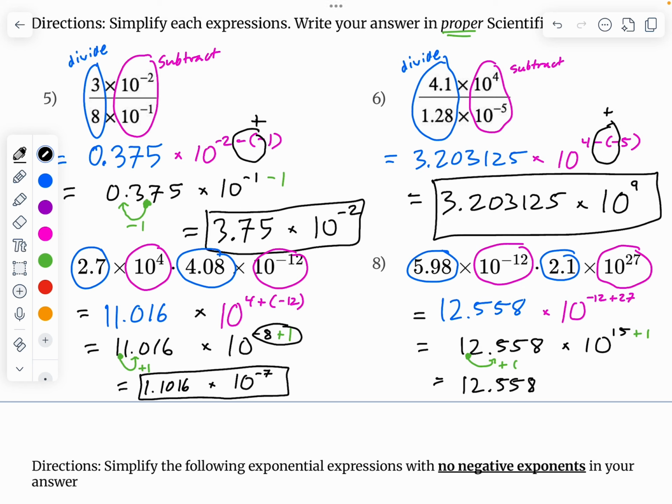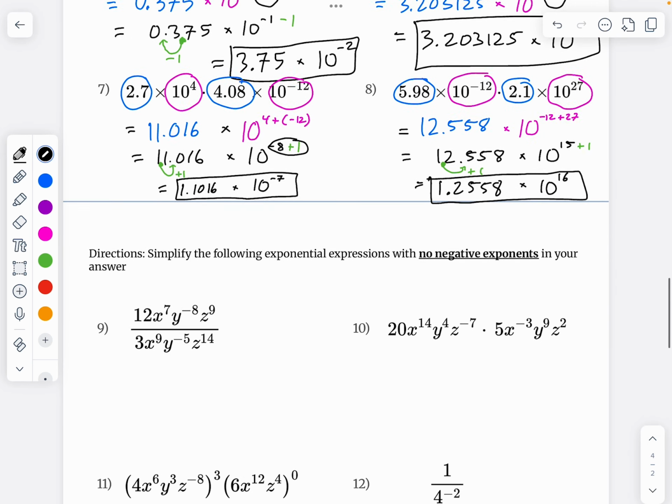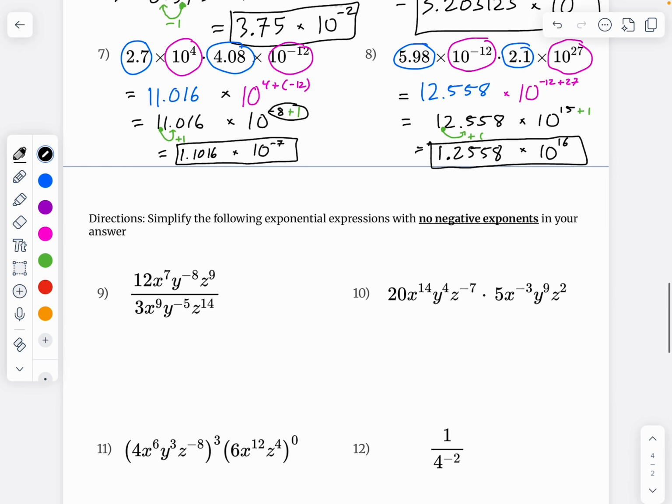All right, 12. Oh, I wrote that wrong again. 1.2558 times 10 to the 16th power. I applaud you if you got that one right. Let's move on. Flip your paper.